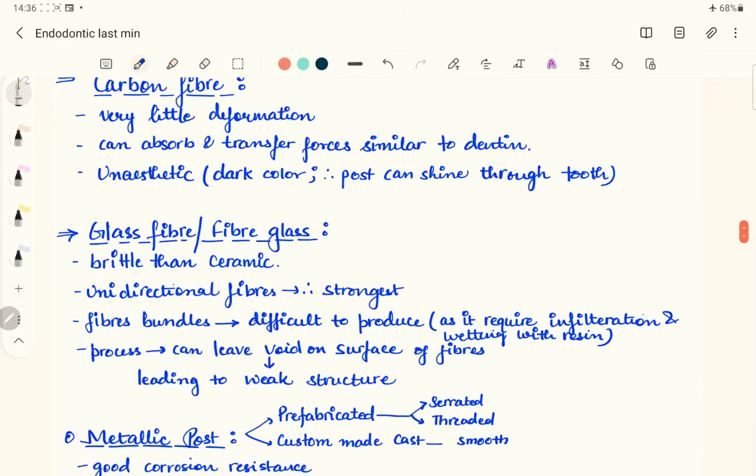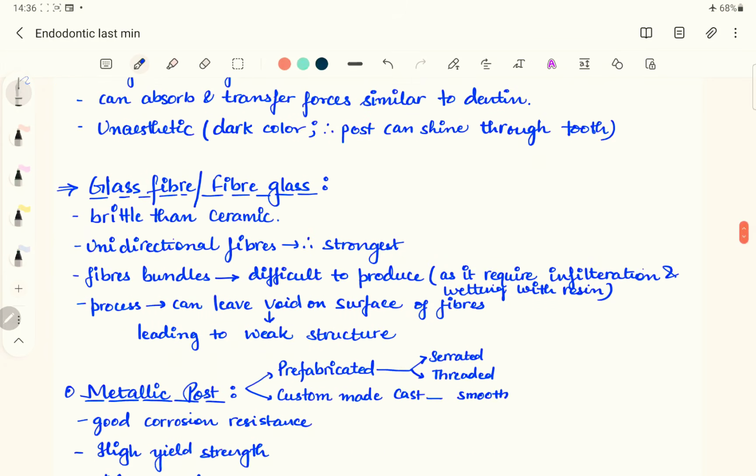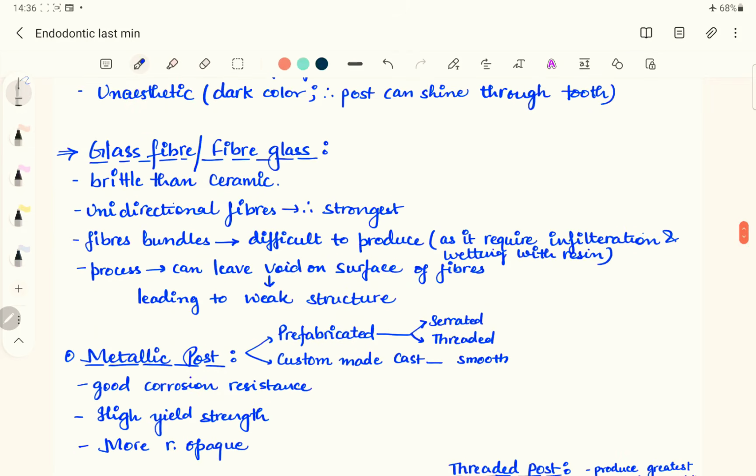In fact, the glass fiber post or the fiberglass post are less brittle than ceramic. They are unidirectional fibers, therefore they are the strongest. The fiber bundles are difficult to produce, as it requires infiltration and wetting with the resin, and the process can leave voids on the surface of the fiber, which can weaken the structure of the post.